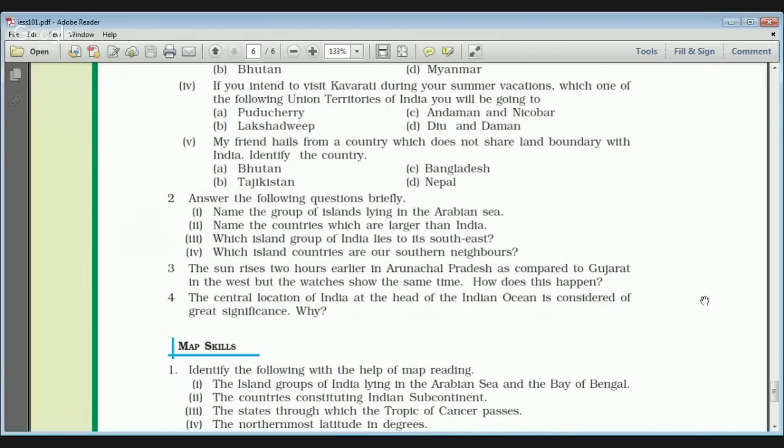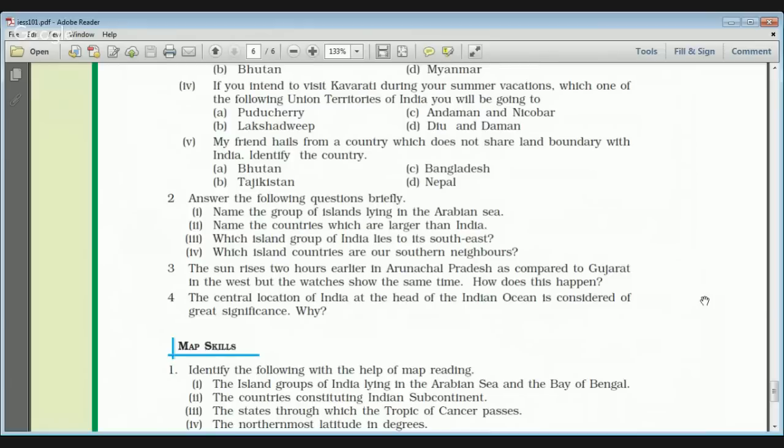Then which island group of India lies in the southeast? In the southeast region, the Andaman and Nicobar Islands are present. Then which island countries are our southern neighbors? Two island countries are our southern neighbors, that is Sri Lanka and Maldives.